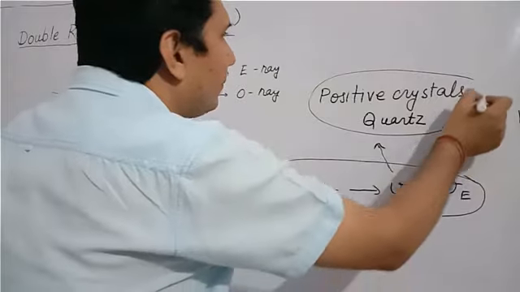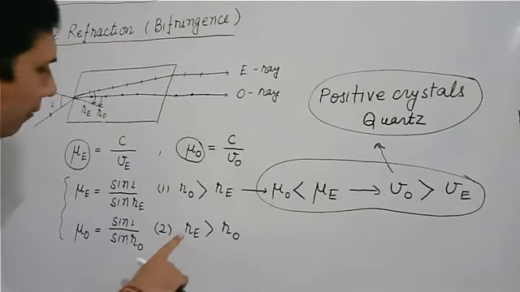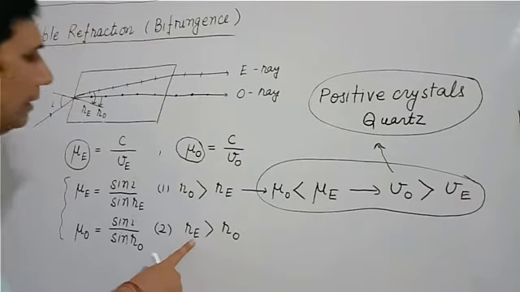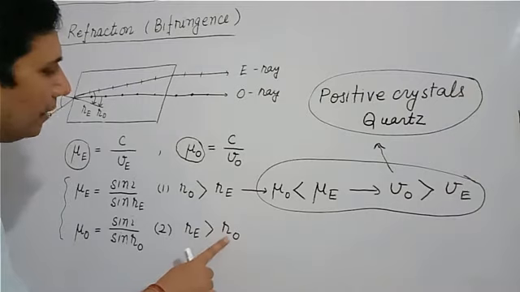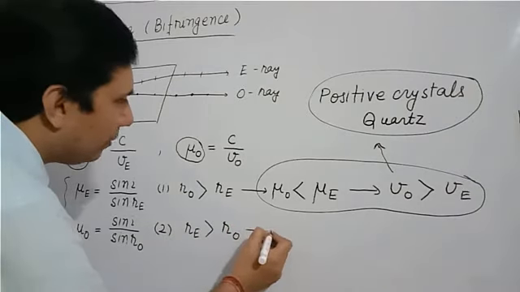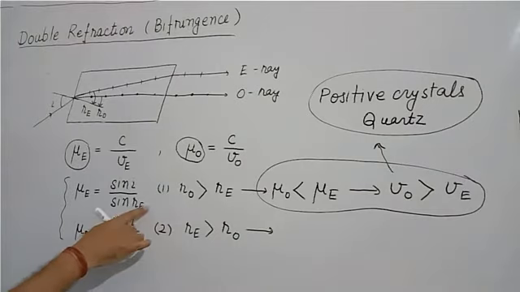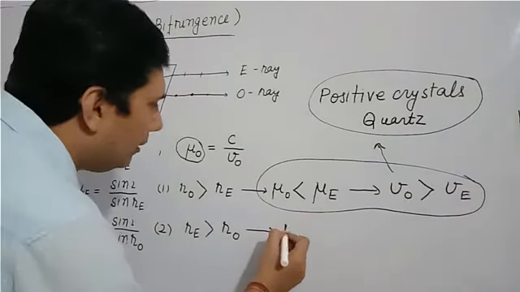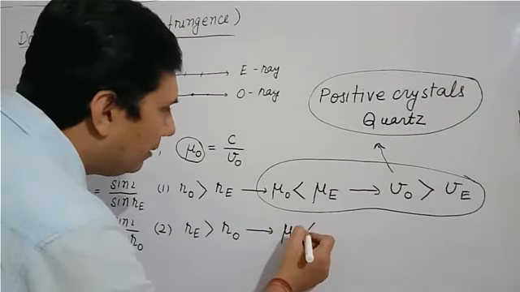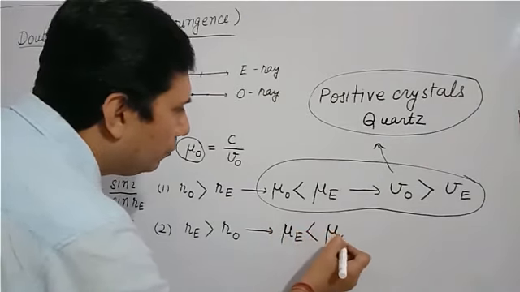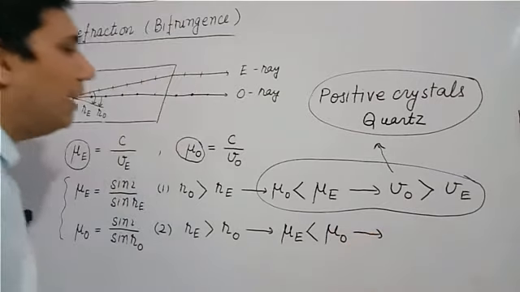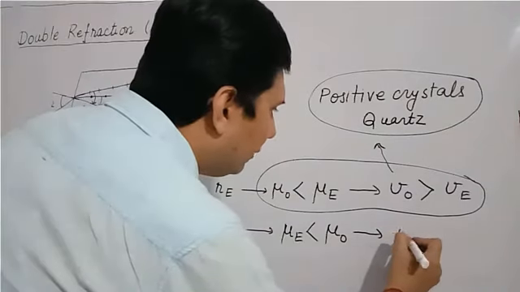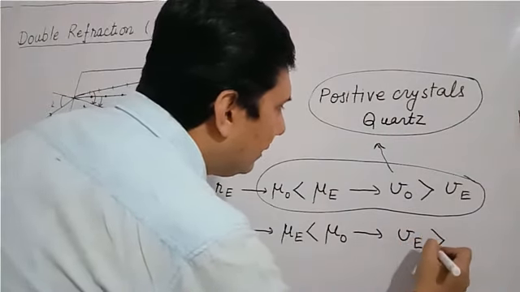Now come to the second case, when RE is greater than RO, when the angle of refraction for E ray is greater than the angle of refraction for O ray. In this case, what will happen? If this RE is greater, then mu E will be less as compared to mu O. And because mu and V are inversely proportional, VE is greater than VO.